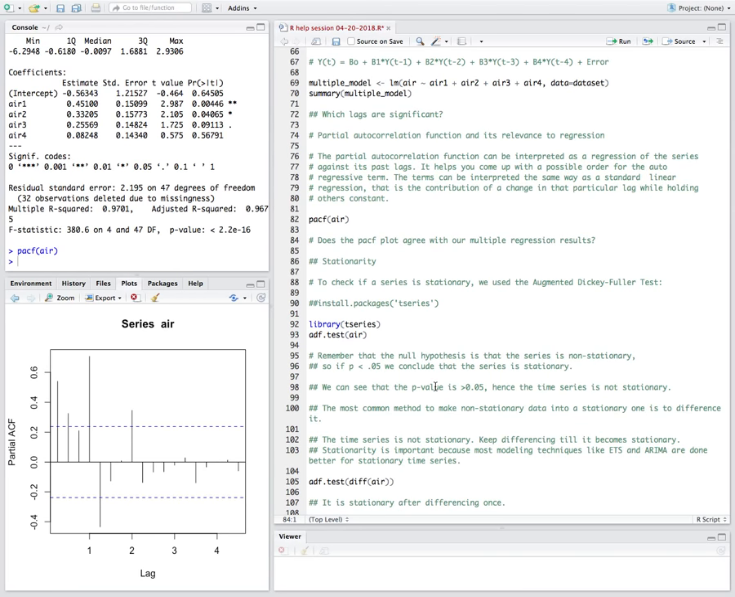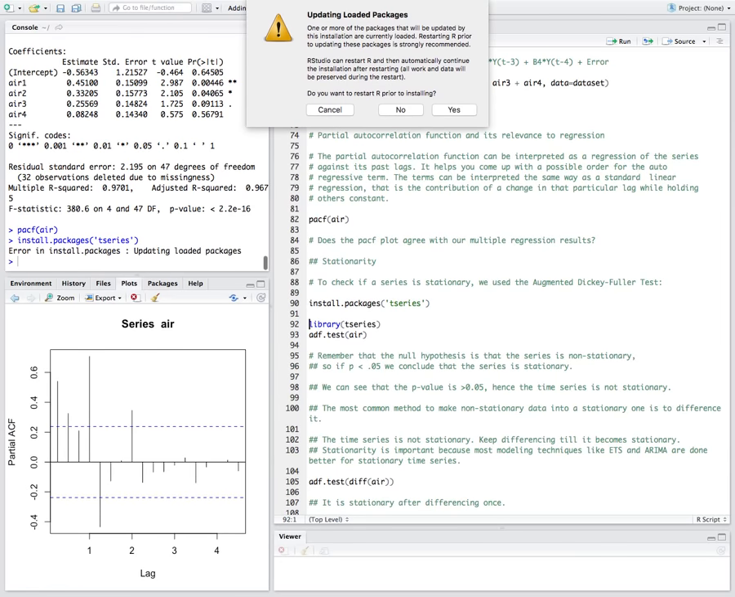And to see if data is stationary or not, there is a very simple test that you can use. It's called the augmented Dickey-Fuller test. It can be run as adf.test and whatever your time series object is. This is under a package called tseries. I don't know if it's installed on Jared's laptop, so I'll run it again.